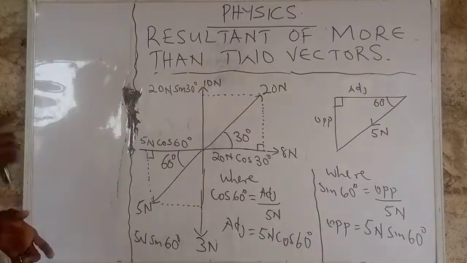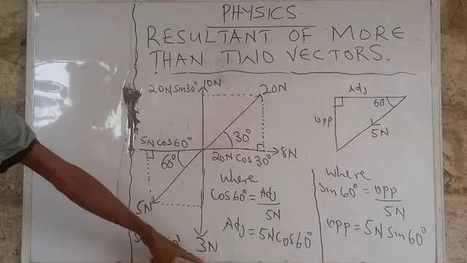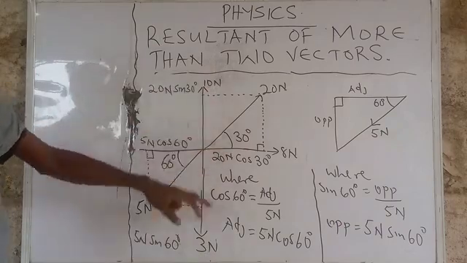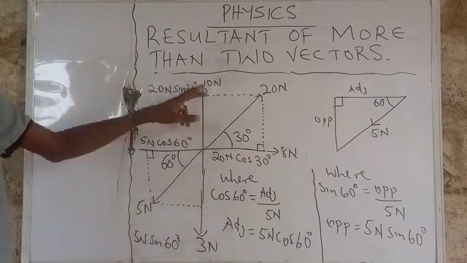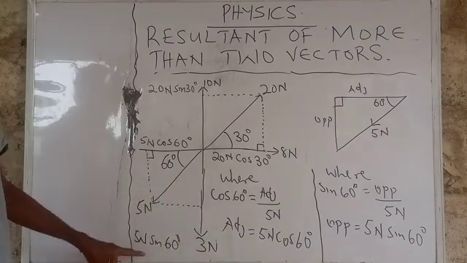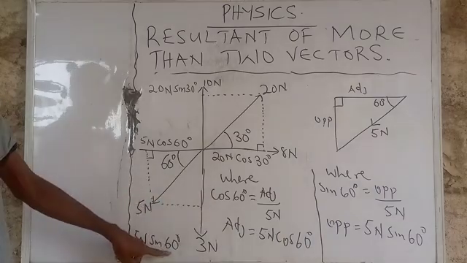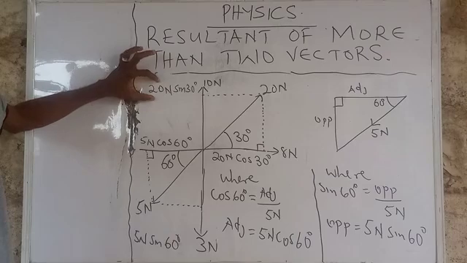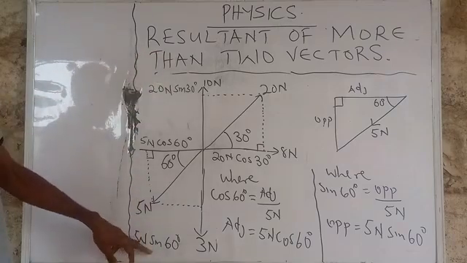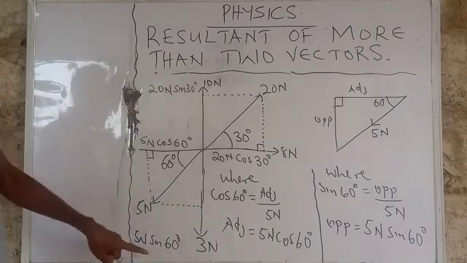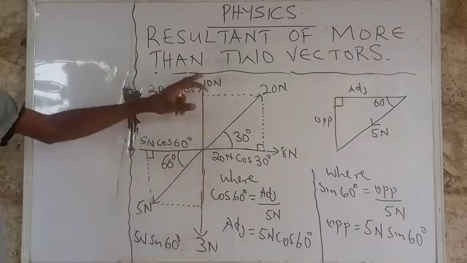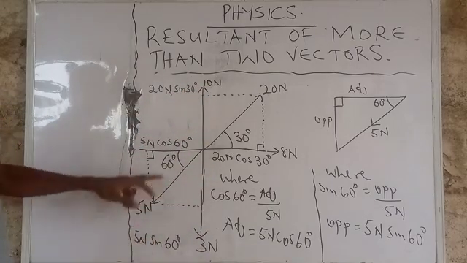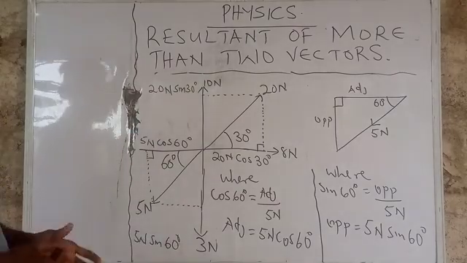However, bear it in mind, this 3 Newton is in opposite direction to this 10 Newton. So the implication is that we are going to subtract because the vectors are acting in opposite direction. Likewise, this 5 Newton sine 60 is in opposite direction to this 20 Newton sine 30 degrees. It means we are going to subtract as well. We will subtract this from this, and the result of subtracting this from this and the result of subtracting this from this will be added together.